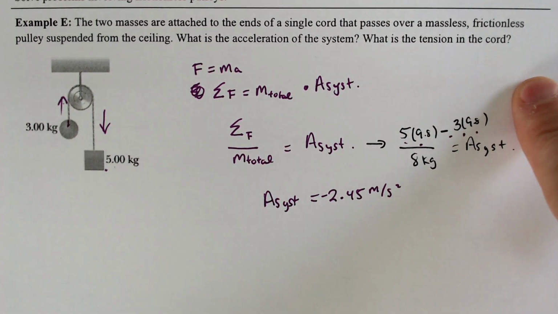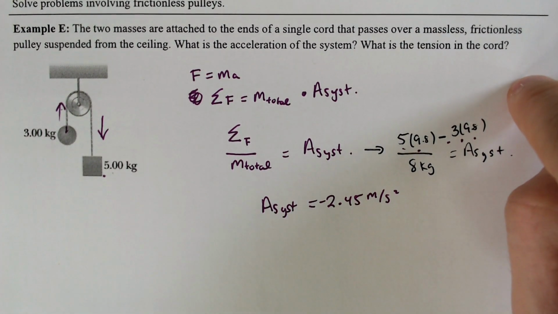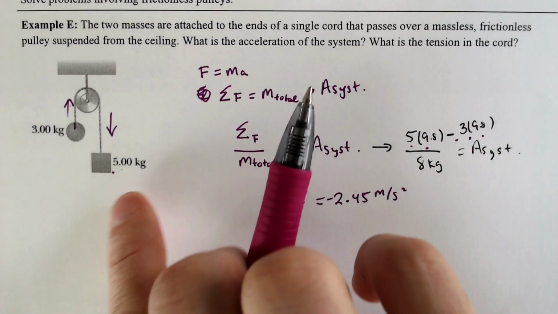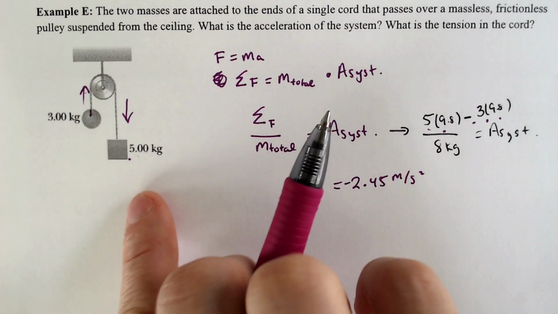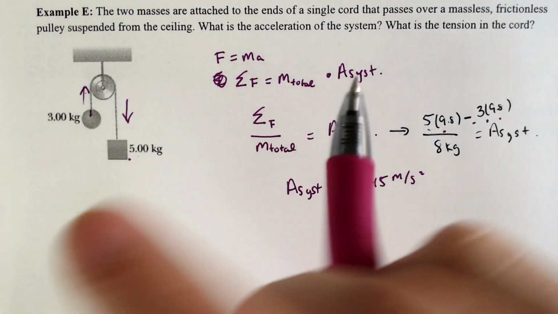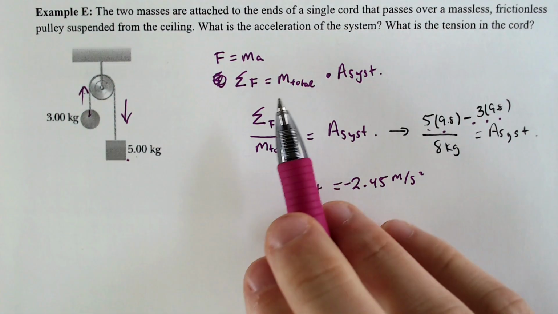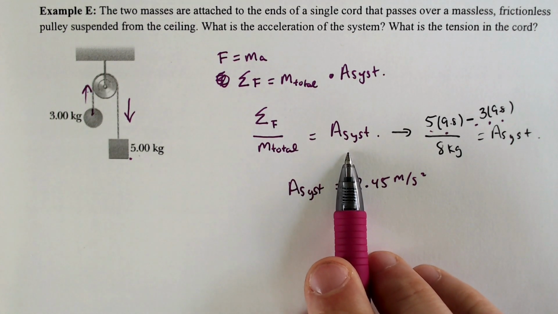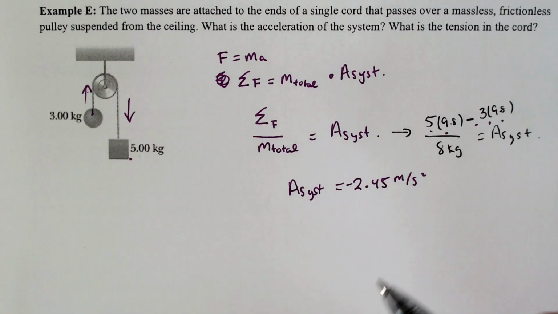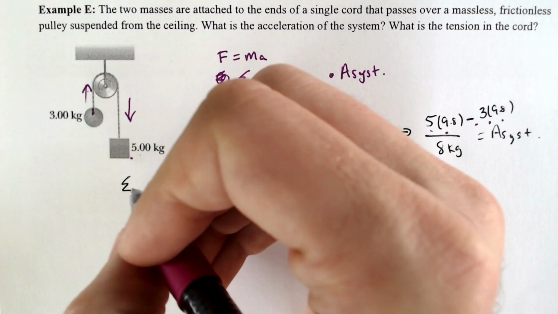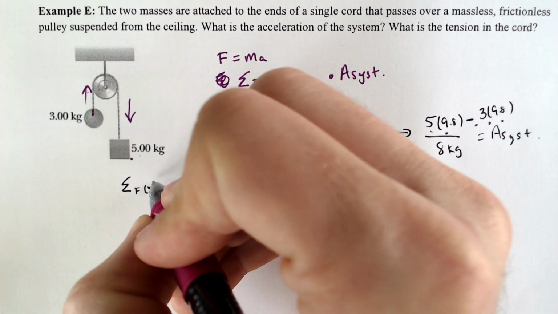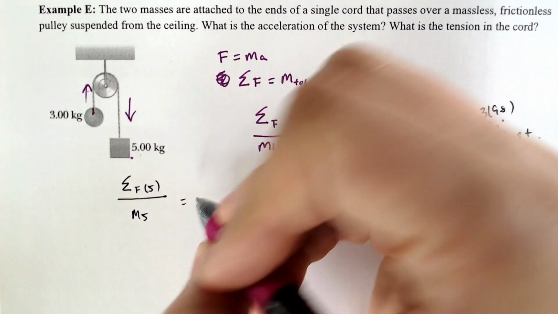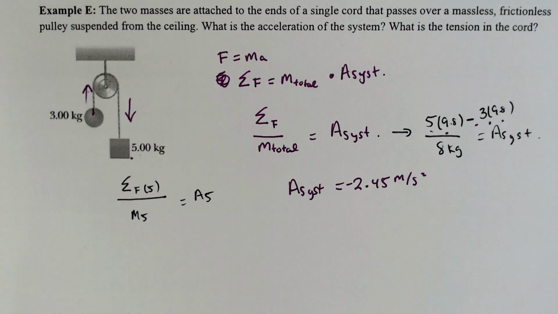Part two is: what is the tension on the cord? For the tension on the cord, you need to think of this separately, okay? And I like thinking of it in terms of the heavier one. So this heavier guy will have an acceleration, force equals mass times acceleration. You can use the force divided by the mass will equal the acceleration idea, but it won't be the total anymore. It'll just be the sum of forces for the 5 kilogram divided by the mass of the 5 kilogram will equal the acceleration of the 5 kilogram one.